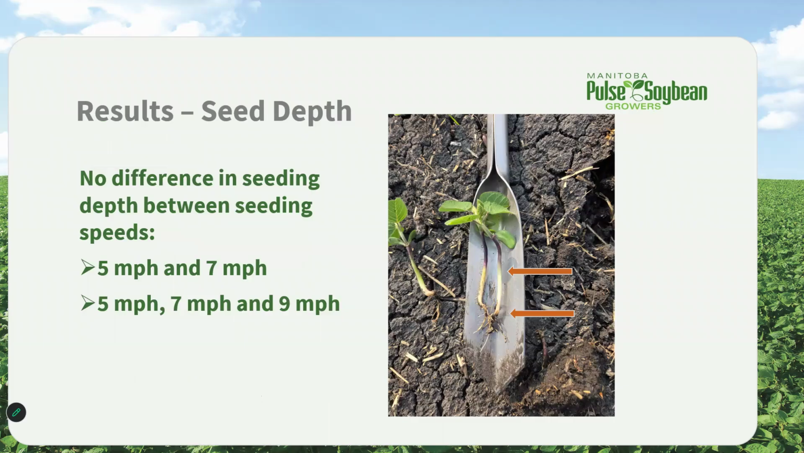So getting into the results, seed depth for each speed, and we found no significant seed depth differences at any of those trials, comparing the 5 and the 7 miles per hour, or any trials comparing the 5 to 7 to 9 miles per hour. And we did use a post-emergence seed depth assessment where we're digging up the young seedlings and measuring from the root hairs up to where the color changes, because that is the point where the soil surface is.